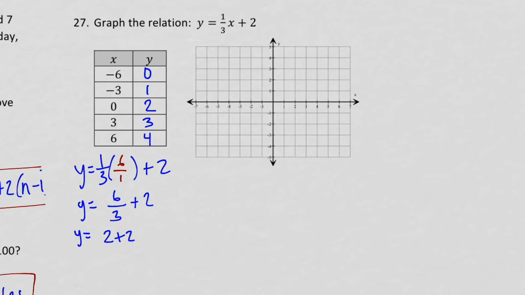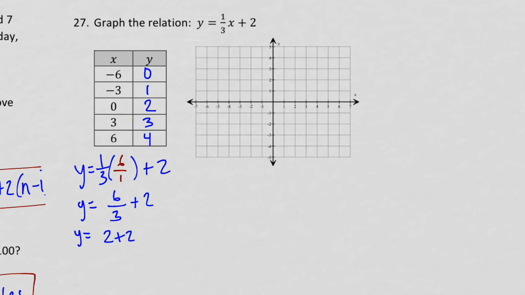Now all you got to do is just plot those points. Okay, so remember the x value tells you to start at the origin and go left or go right depending on the sign. This one's telling you go left 6. The y value tells you to go up or go down depending on the sign. So this one's telling you to stay, don't go up, don't go down. This one says go up, right? All of these are positive, so they're all going to go up.